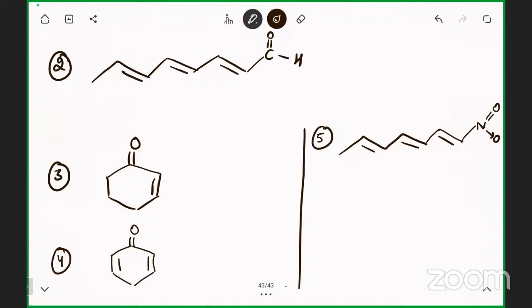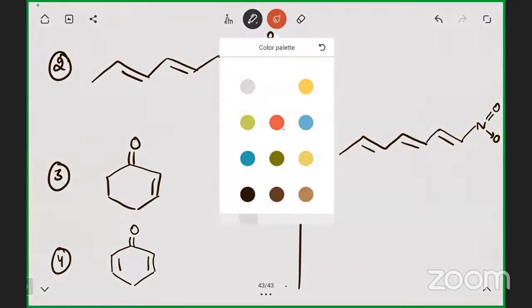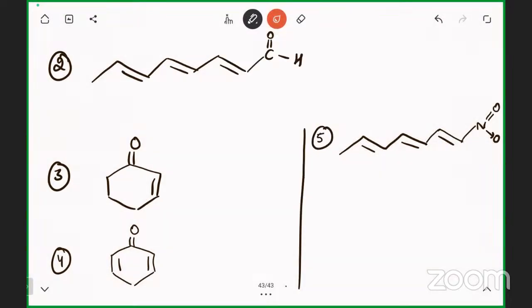First one. First write the positions. First we'll see the position: 1, 2, 3, 4, 5, 6, 7, 8, 9. First tell me which is the sp3 hybridized carbon. Sir, 9. Okay, just make the diagram then. Make the tautomers.